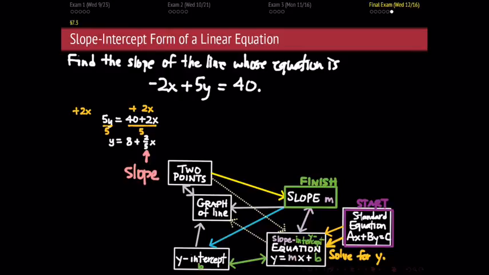So tell me why the slope is 2/5. Because if I look at this equation, I'm going to say y equals mx plus b, but the 8 looks like it's coming first in the equation. So why is the slope not 8?